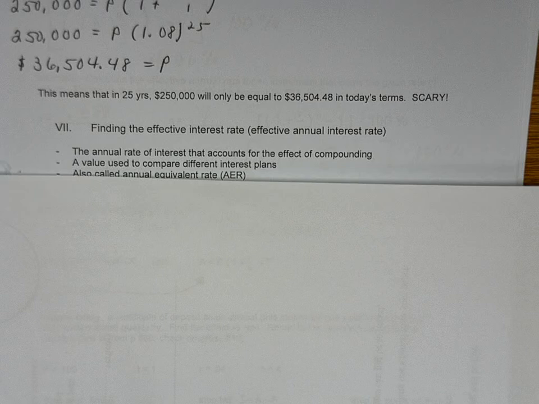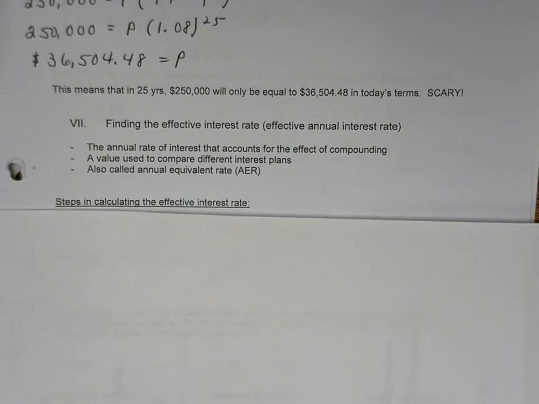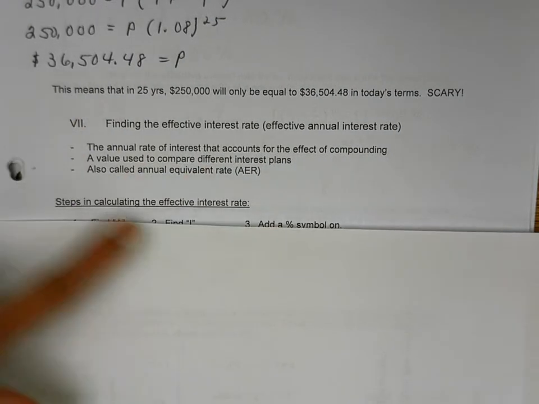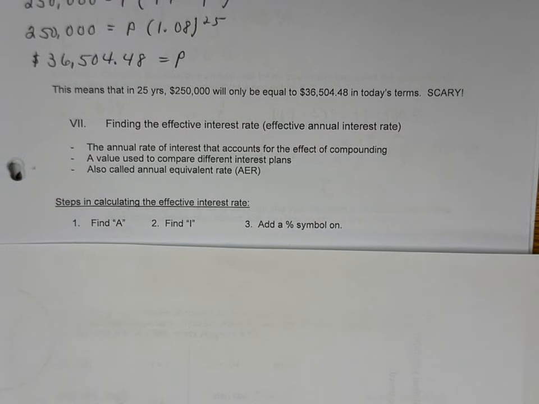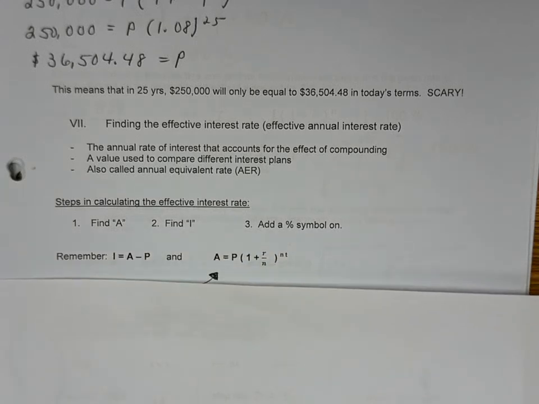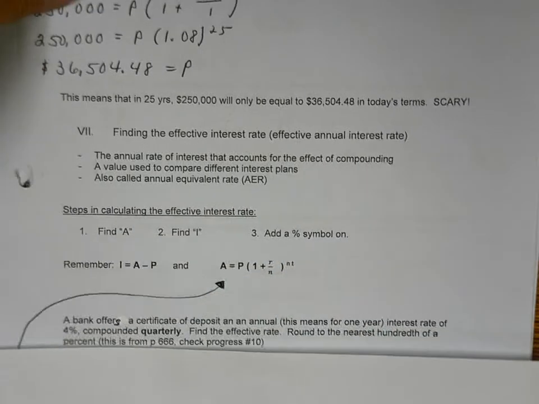Okay, now we're going to switch gears a little bit. You can read this on your own. I'm going to show you how to find effective interest rates. It's a 3-step problem. The first thing you're going to do is find your A value, then your I value, and I stands for interest, and then you're just going to tack on a % symbol, okay? So let's look at this next problem.